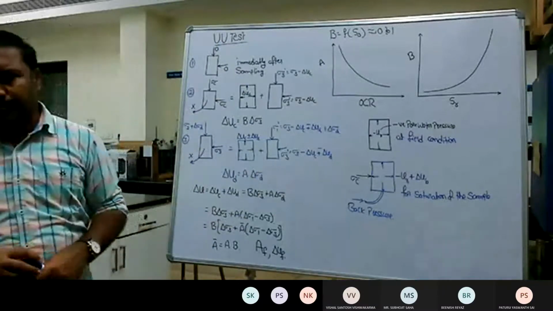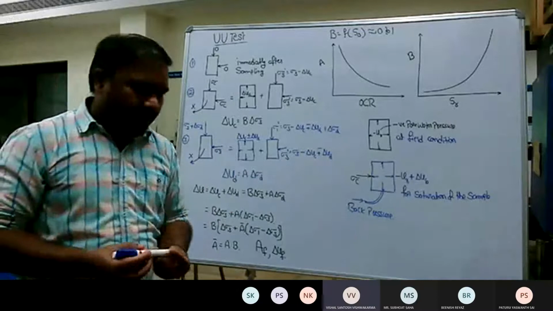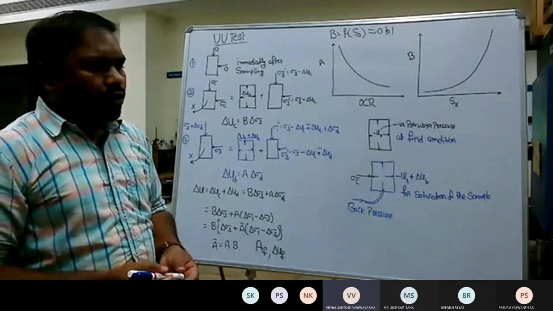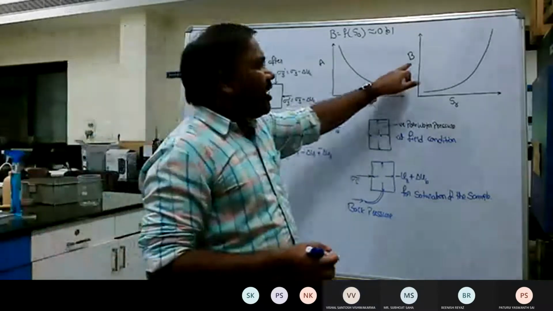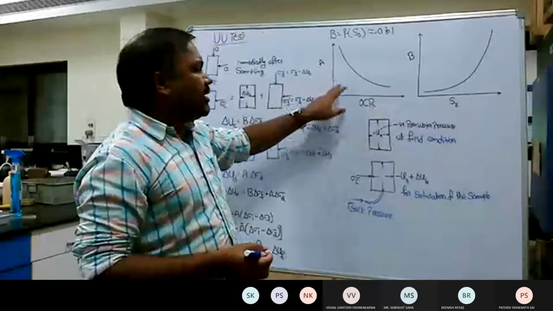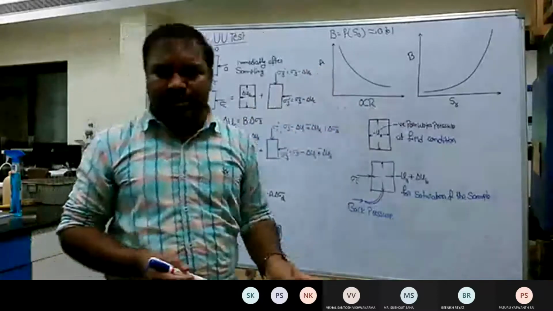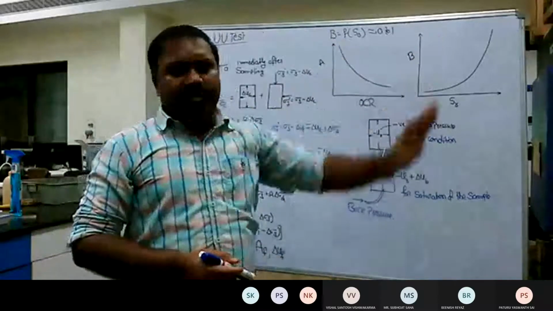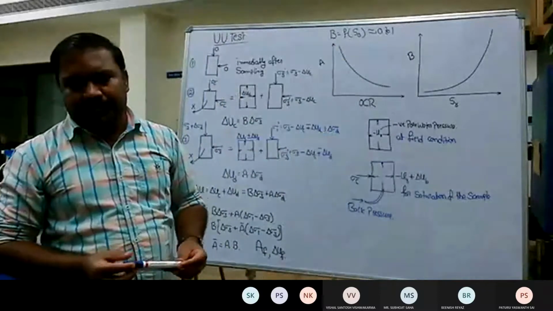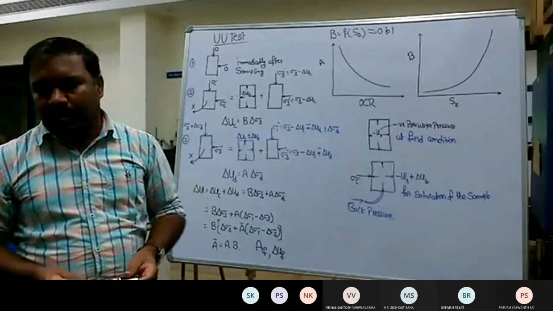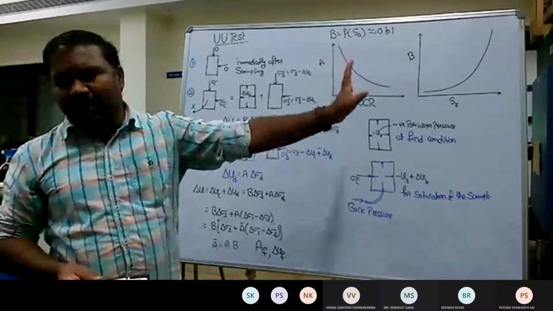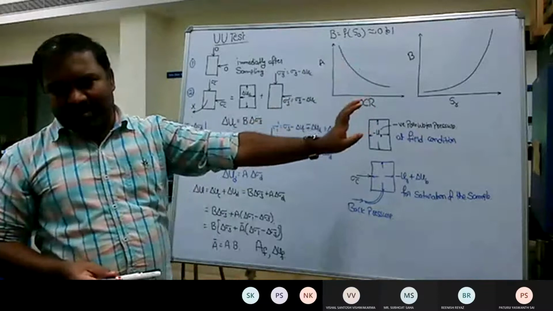Sir, I didn't understand these two graphs, sir. Can you please make this clear? No, there is nothing. The value of B is a function of the degree of saturation. The value of A is a function of the over consolidation ratio. That's it. So this is given in any book. There are no derivations.